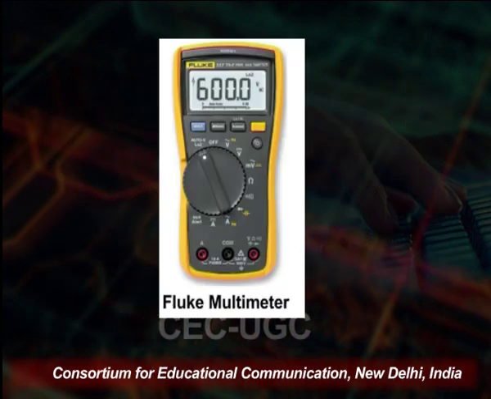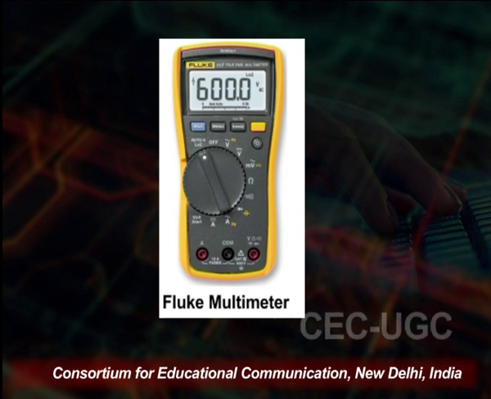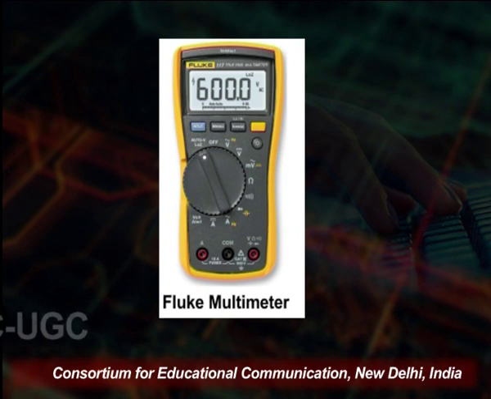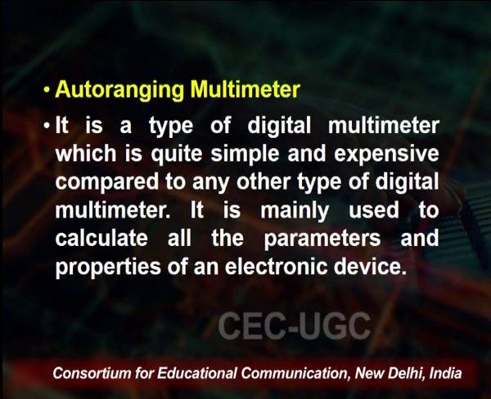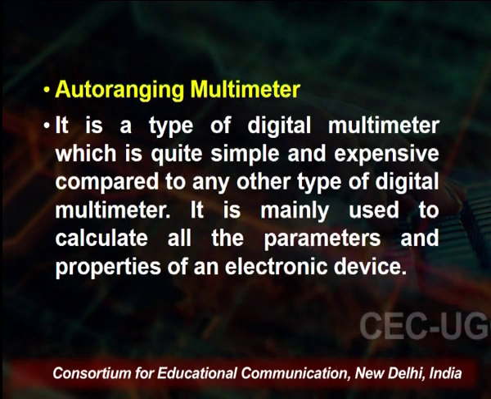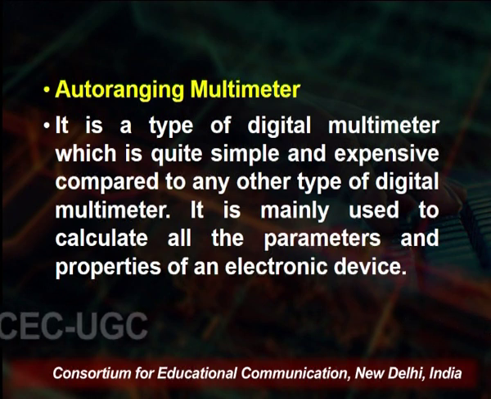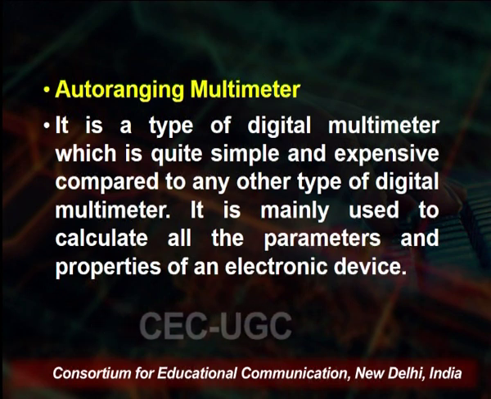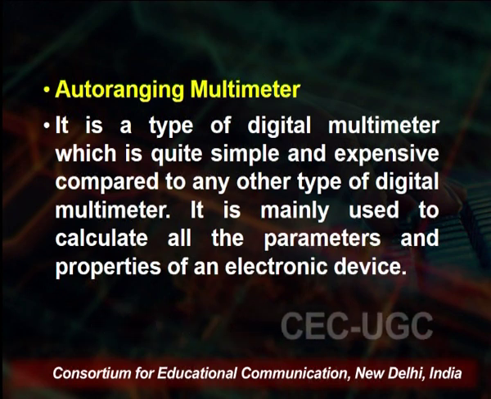We can see the image of this type, this is a fluke multimeter. You see that the display is very broad and here we can measure the voltage. Another is the auto ranging multimeter. This type of multimeter is quite simple and inexpensive compared to any other type of digital multimeter. With the auto ranging multimeter, we can adjust the value.